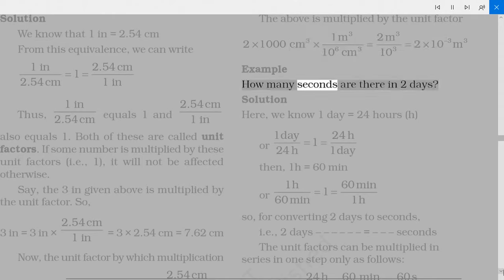Example: how many seconds are there in 2 days? Solution: here we know 1 day is equal to 24 hours, so the unit factor is 24 h / 1 day. Then, 1 h is equal to 60 min, or 60 min / 1 h. So, for converting 2 days to seconds, the unit factors can be multiplied in series in one step only as follows.